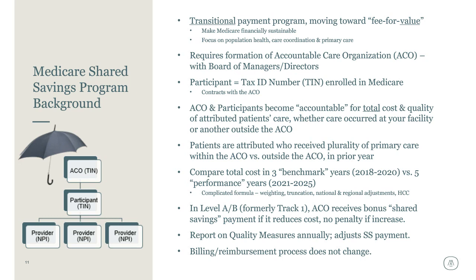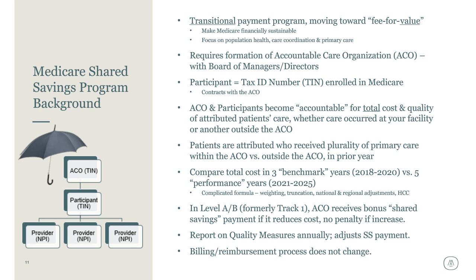So what they do is they look at the patients' cost in 3 benchmark years. So if you were starting in 2021, your benchmark would be 2018, 2019, and 2020. And they compare their total cost of care in the performance years. And what we are working with now in the Pathways to Success program is a 5-year contract. So you'd be signing up for 2021 through 2025 to be in the program.